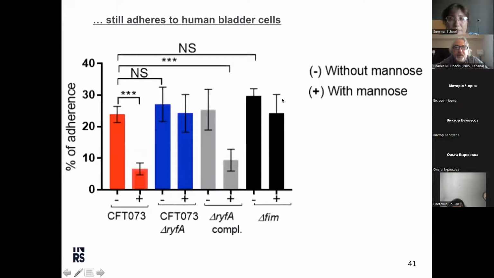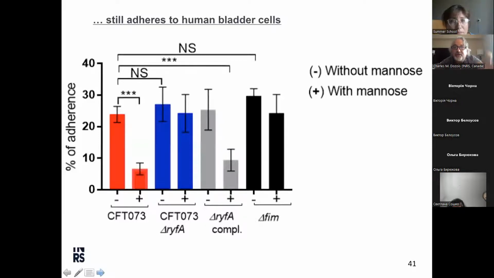When we add mannose here, this means that type 1 fimbriae are inhibited. So this wild type strain, much of its adherence is dependent on type 1 fimbriae, but the RIF mutant is likely to be using obviously something else, because it's a mannose-resistant adherence. When we complement, again, it falls into the profile of becoming type 1 dependent adherence. And so you can also delete completely the Fim operon from the same strain, and it still adheres very well to cells, because it has backup mechanisms, it has other adhesins.